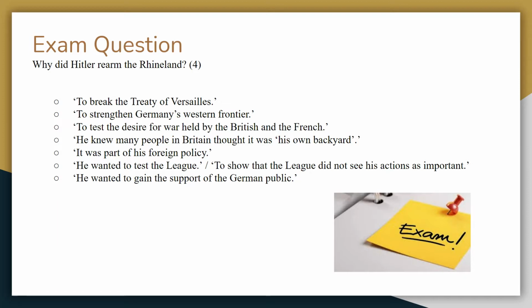Okay, here's something else I thought would be very nice. This also is something you do not need to write down. Basically, it's an example of a 4-point question. Why did Hitler rearm the Rhineland? And those are some examples that you could use in order to answer that question. So go ahead and just read through those on your own. And if something there helps you or triggers you, go ahead and just add it to the bottom of your Rhineland notes. Okay, pause the video. When you're ready, we'll move on.